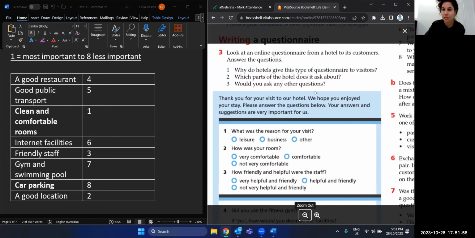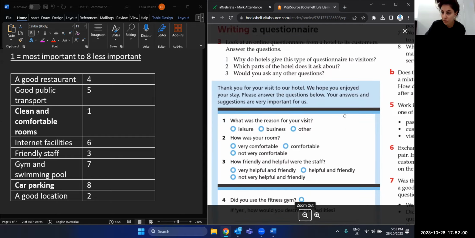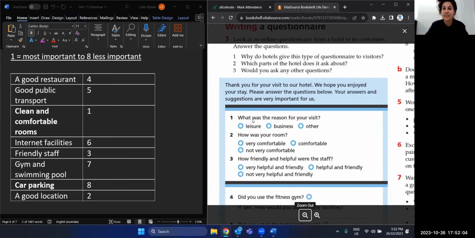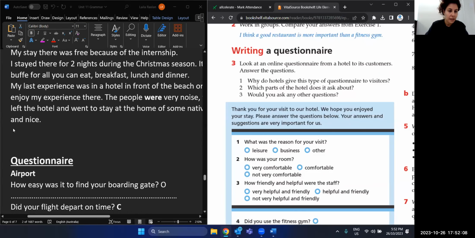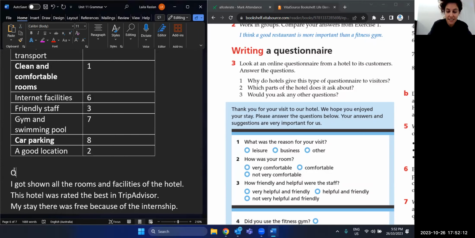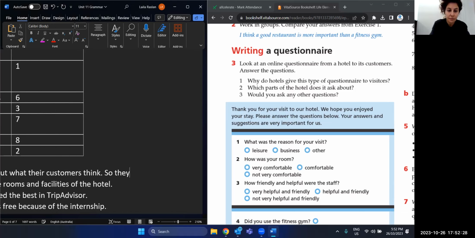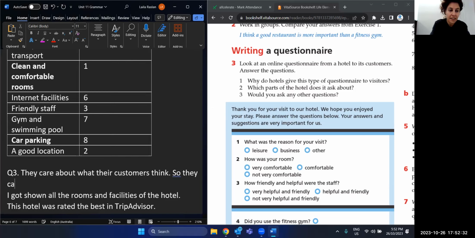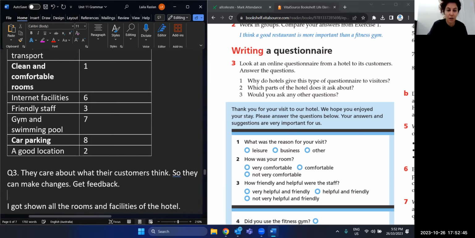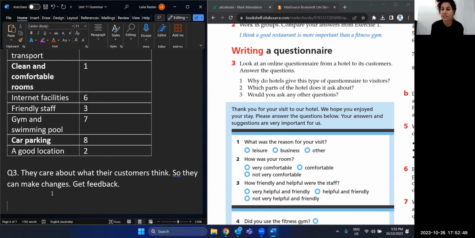So why is this hotel asking the customer to fill in this form? Well, the reason is because, as I said, they care about what their customers think, so they can make changes, get feedback. Yeah. So lots of places will ask for a questionnaire. That's exactly it. Feedback, good word. So that they can know what to change, what to fix.